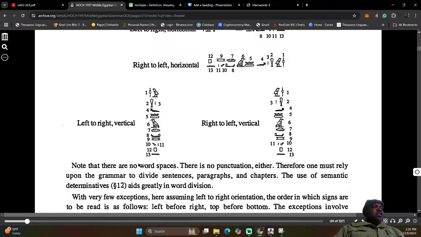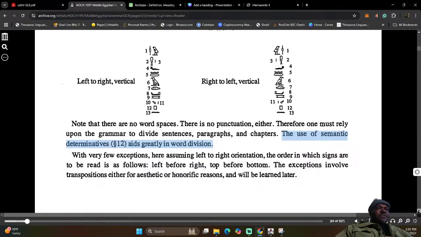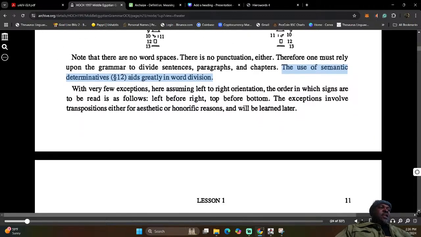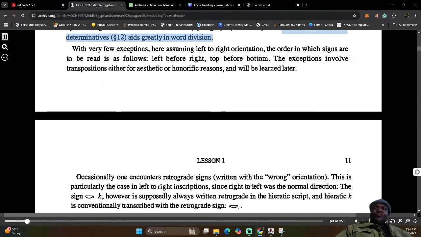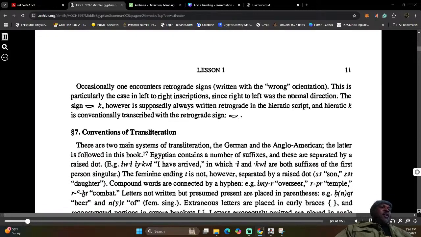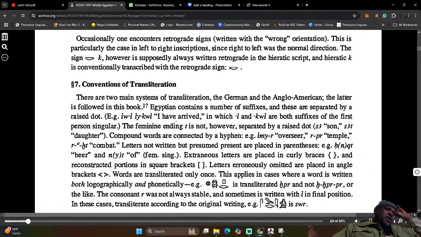And he said, note that there are no word spaces, there's no punctuation. Therefore, one must rely upon the grammar to divide sentences, paragraphs, and chapters, and to use the semantic determinatives to aid greatly in word division. So how do you talking about parsing? Separating the words and knowing that which words is what.